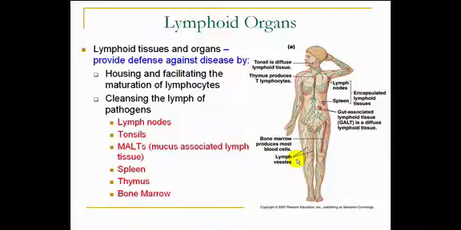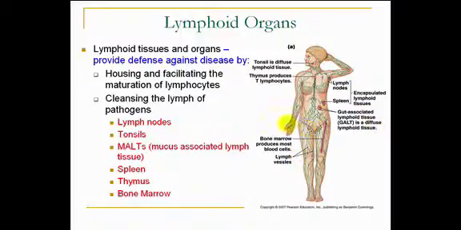The other function of the lymphatic system is it's a group of organs or tissues that house or facilitate the maturation of your lymphocytes. Now remember from your blood lecture we learned that there's two types of lymphocytes, B cells and T cells. And lymphocytes are white blood cells that play a role in fighting off infections. So the lymphocytes are housed in these lymph tissues. And as blood or lymph move through these tissues, the lymphocytes can detect any abnormalities. So they cleanse the lymph of pathogens.